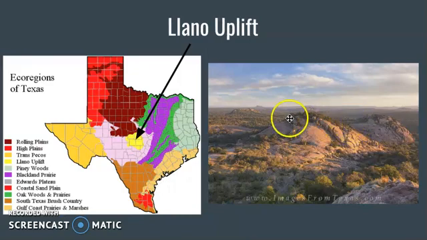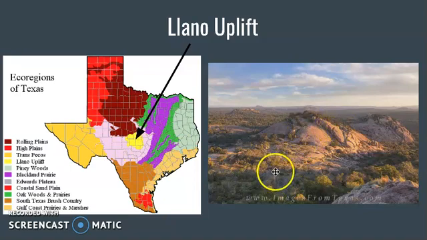We've got the Llano uplift. It's this little circular area, kind of the center of Texas almost. And it's characterized by these granite uplifts. There's a really popular state park in this area of Texas called Enchanted Rock. It's a really awesome place. If you ever feel like going out and adventuring, I definitely suggest going to Enchanted Rock.